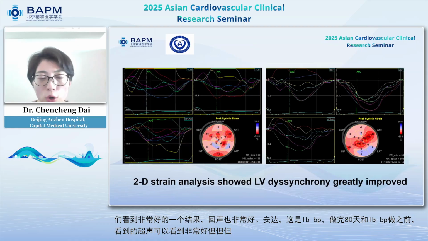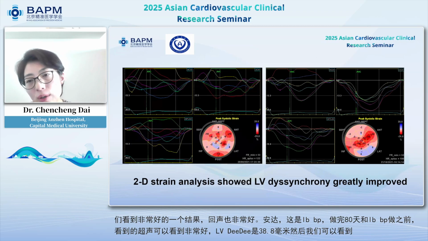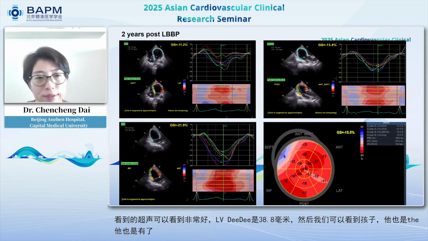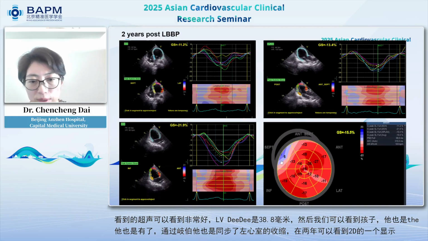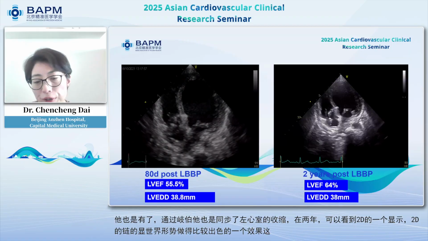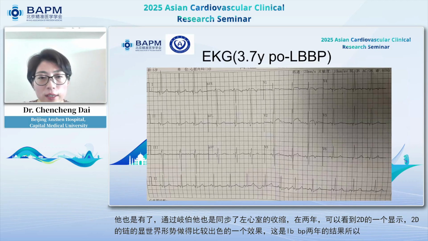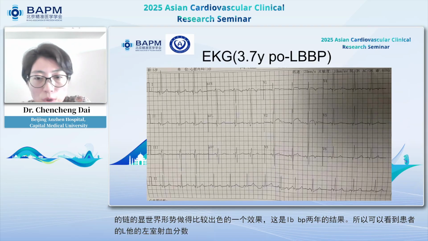And 2D strain also shows the boy got synchronous left ventricle contraction through pacing LBBP. And 2 years later, the 2D strain also shows excellent results. And 2 years after LBBP, it is very good. The LVEF is normal, and the LVEDD is also normal. So this is the EKG 3 years after LBBP, also narrow QRS.